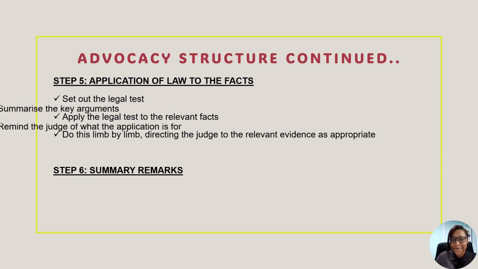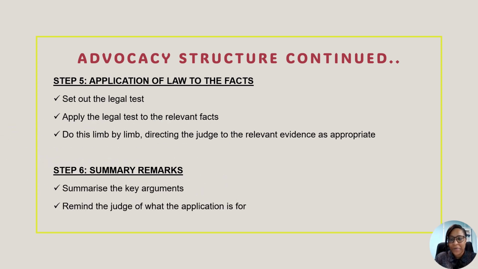Step 6, final step, summary remarks. Summarize your key arguments and remind the judge of what the application is for. For example, you can say to the judge, for the reasons stated in my submission, that the application be granted or that the application be refused. And you can also say to the judge, unless I can assist the court any further, that concludes my submission.